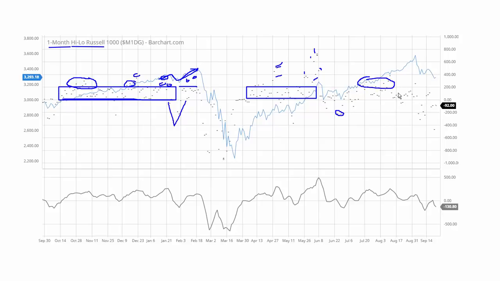But then again, what you have here is the market moves up, but from right about there, you only have a single print up here. So this entire time that the market did this, only on a single day was the Russell 1000 high low able to print this. So that was a little bit of a warning.